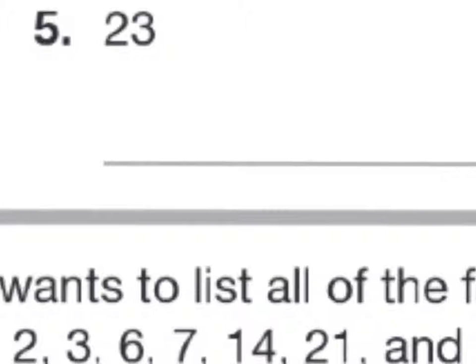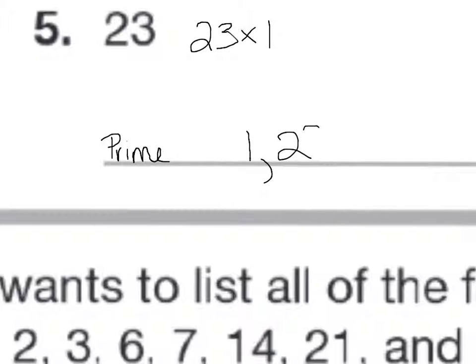Alright, number 5, 23. Again, we're going to start with 23 times 1. And there are actually no others, so this is prime as well. Don't have to write that, just wanted to tell you guys. At least not on this one, on the next one you're going to have to write it. Alright, and the factors are 1 and 23.